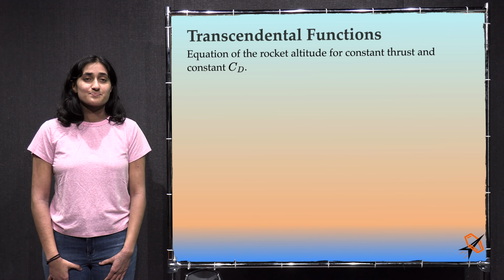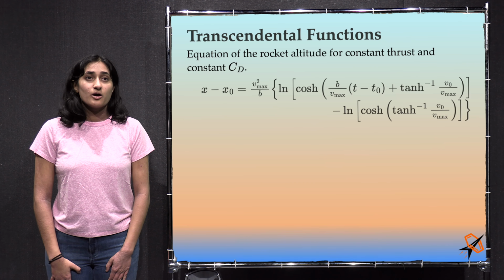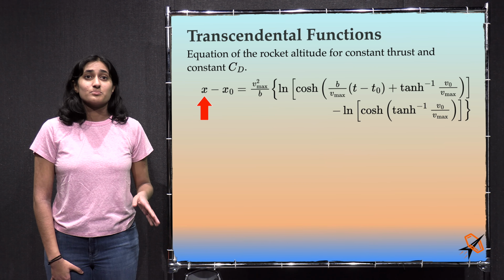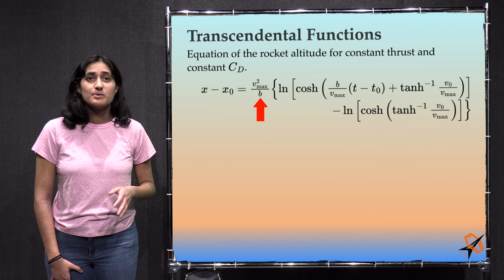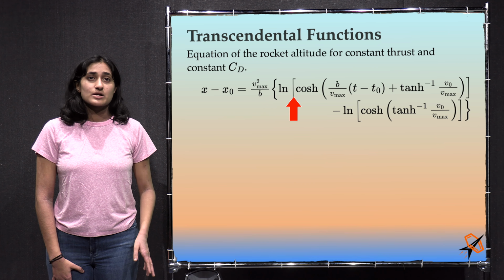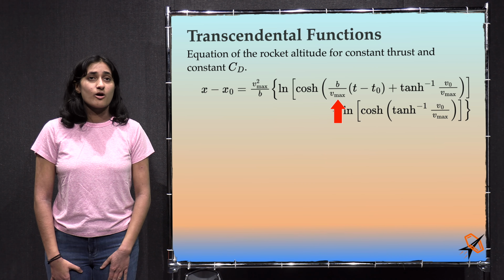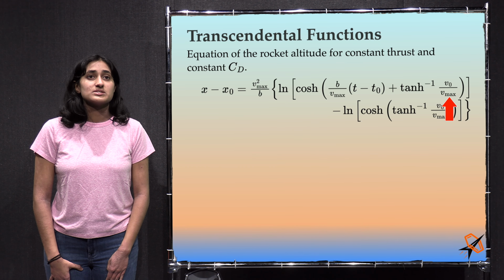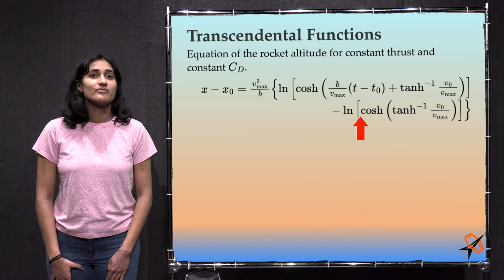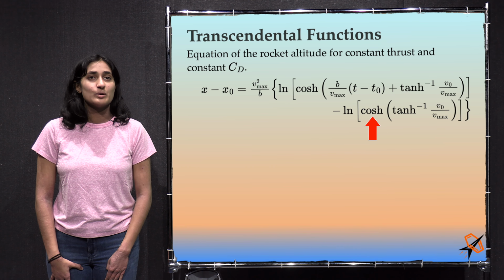For a rocket that is flying vertically in the Earth's atmosphere with a constant thrust and a constant drag coefficient, the altitude is given by: the altitude minus the initial altitude is equal to the maximum velocity squared over b times the natural log of the hyperbolic cosine of b over vmax times t minus t0 plus the inverse hyperbolic tangent of the initial velocity over vmax, minus the natural log of the hyperbolic cosine of the inverse hyperbolic tangent of v0 over vmax. Starting at the end, v0 over vmax is dimensionless, and it must be.